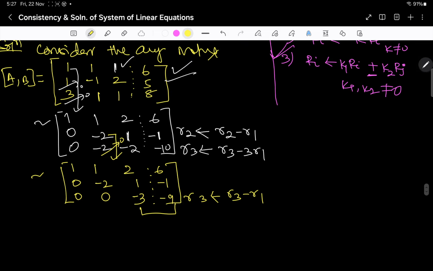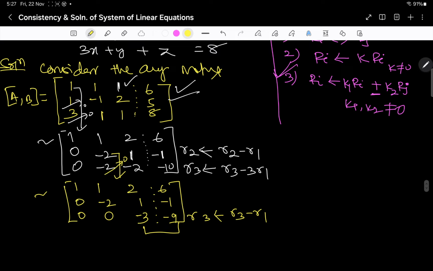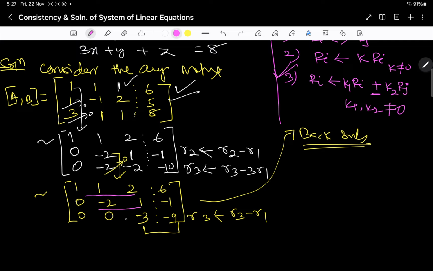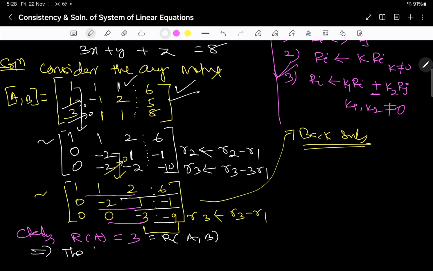Okay, so by back substitution, you see I use my back substitution here. So before doing that, to get the solutions, I must declare the consistency of the system. So what is the rank of this matrix A? Rank of A is clearly equal to 3. And what happens to the rank of the augmented matrix AB? Number of non-zero rows in AB is also 3. So this is equal to the rank of AB. So this implies the system is consistent.